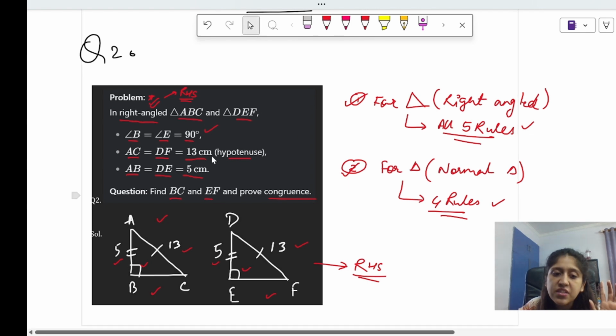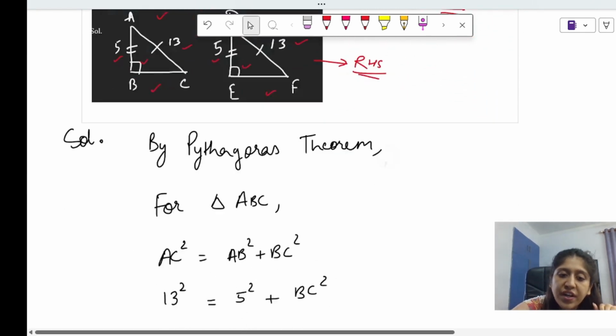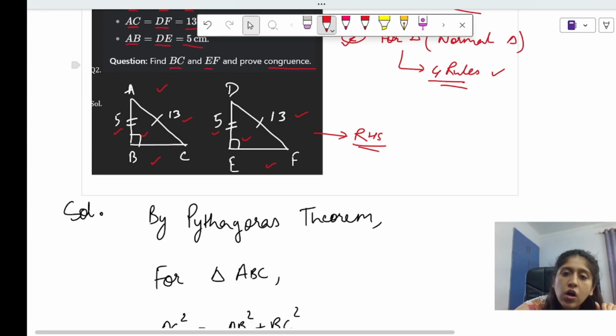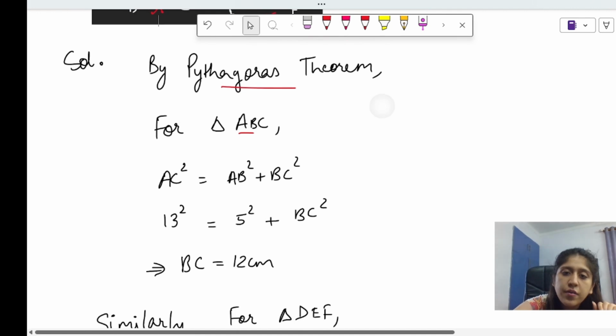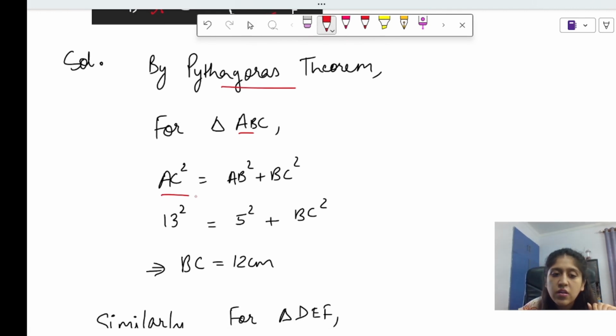Now we have to find BC and EF. So how do we find that? It is very simple. If you know Pythagoras theorem, yes, you know Pythagoras theorem. So by Pythagoras theorem only I have proved this. What have I done? If I have to take triangle ABC, what can I do? I can write 13 squared is equal to 5 squared plus this side squared which is unknown, so BC squared. Okay, so what I have written, just look here. Just written AC squared, that is 13 squared, is equal to 5 squared plus the unknown side squared. I've just solved it.